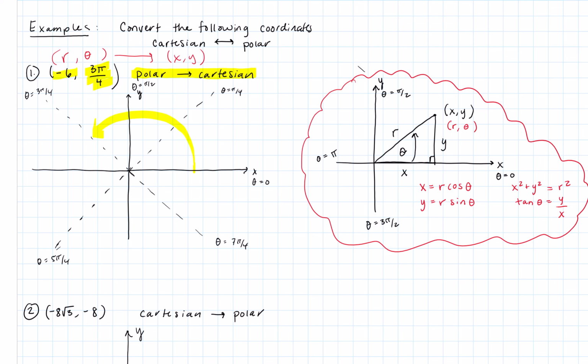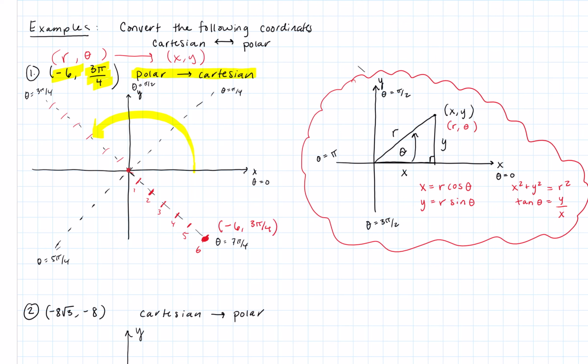And then the -6 is telling me that along that ray, rather than going out 6 units along that ray, I'm going to reflect through the origin and go along the same ray, but this time a reflection through the origin. This would be 1, 2, 3, 4, 5, and 6. So what's plotted right here is going to be -6, 3 pi over 4.